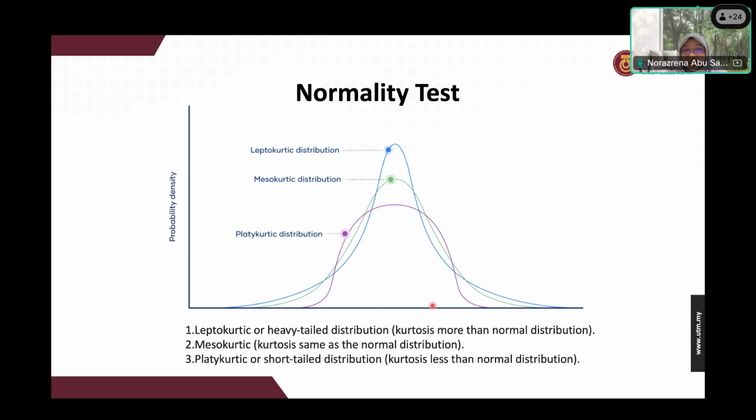Kurtosis is like this. It's supposed to be like the green one, but maybe it's too fat or too thin. This is leptokurtic, mesokurtic is the normal one, and platykurtic. So this is the kurtosis, supposed to be the normal shape, but maybe it's too fat or too thin. Even so, it is not good, so it's not normal. So that's the normality test.